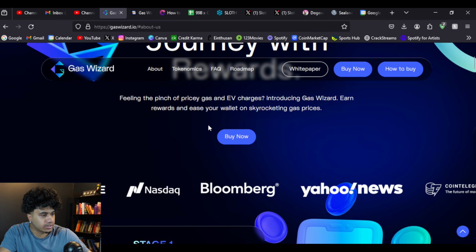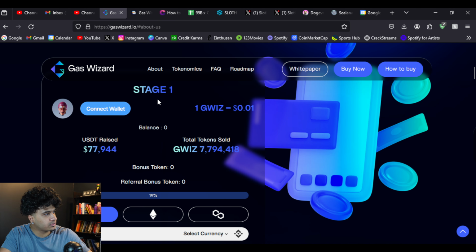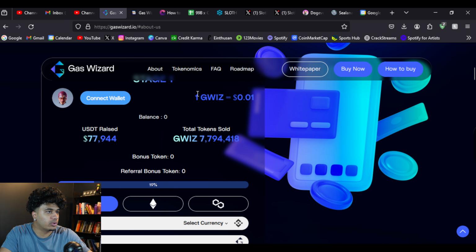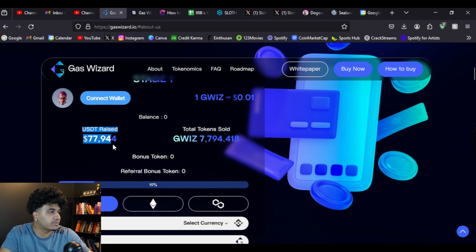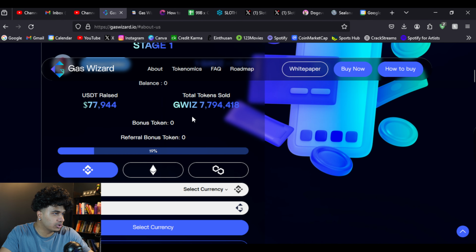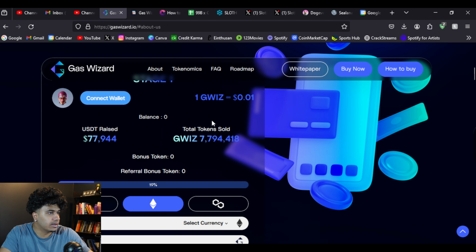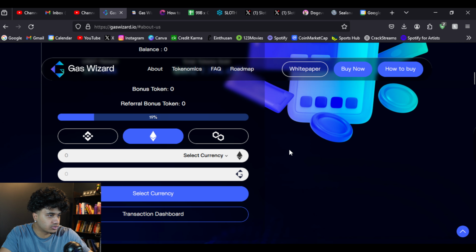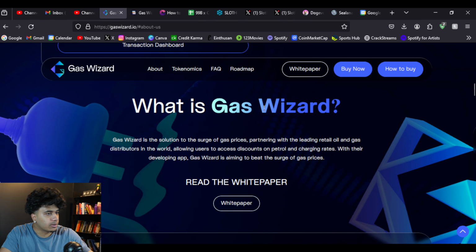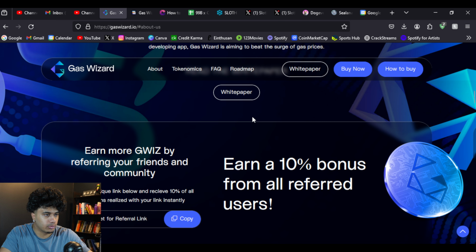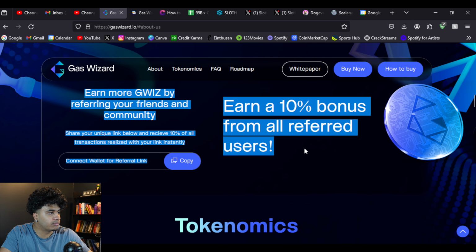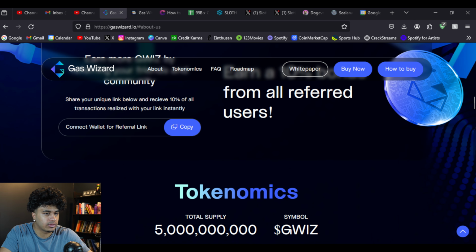Now, back to their website. Let's actually talk about it. This is a pre-sale product. They're in stage one right now. One GWIZ equals a cent right now, so you can actually get a decent amount. And they've raised $77,000. Pretty cool. There's also a referral bonus, and you can buy this with BNB, ETH, or Matic. You can connect a wallet and do so as well. You could also use stablecoin. Now, what is Gas Wizard? We already went through that when we read their white paper. Here is their referral program, which has a 10% referral bonus, which is pretty cool.